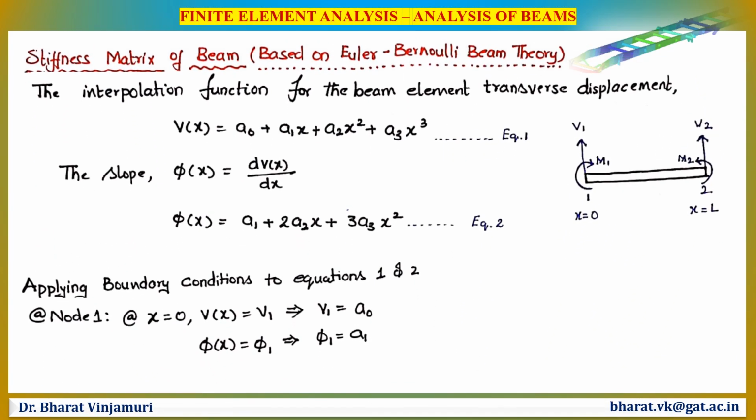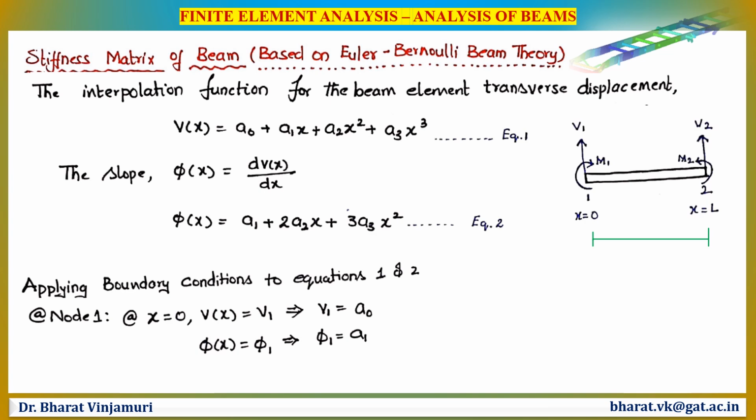Let us start our work. How do we derive a stiffness matrix of a beam element based on Euler-Bernoulli beam theory? Consider a beam as shown in the figure. Let the length of the beam be L. Okay, it has two nodes, node 1 and node 2, and v1 and v2 are the transverse displacements at node 1 and node 2, and phi 1 and phi 2 are the slopes at node 1 and node 2.